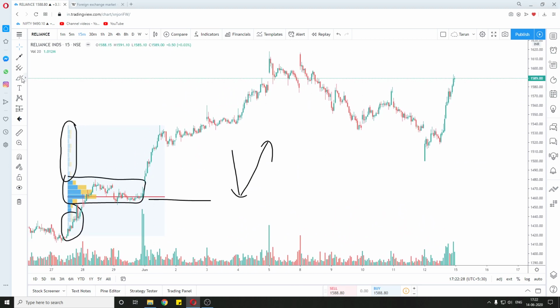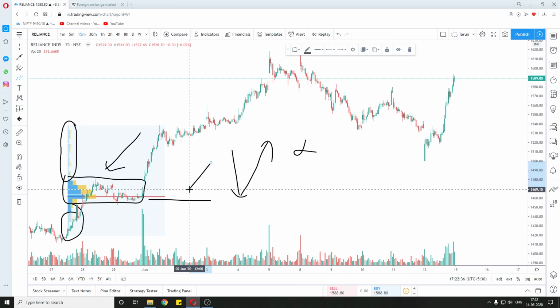And in the next video, we will talk about how to use the volume profile to do trading, and it is mostly used for intraday trading. It can be used for swing trading as well, but it is mostly an intraday tool, and I think this is the best indicator for intraday.